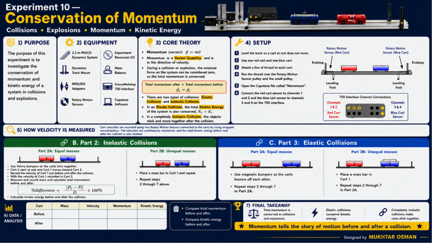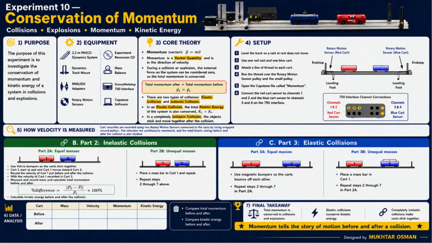4. Setup. Steps. 1. Level the track so a cart at rest does not move. 2. Use one red cart and one blue cart. 3. Attach a line of thread to each cart. 4. Run the thread over the rotary motion sensor pulley and the small pulley. 5. Open the Capstone file called momentum. 6. Connect the red cart sensor to channels 1 and 2 and the blue cart sensor to channels 3 and 4 on the 750 interface.